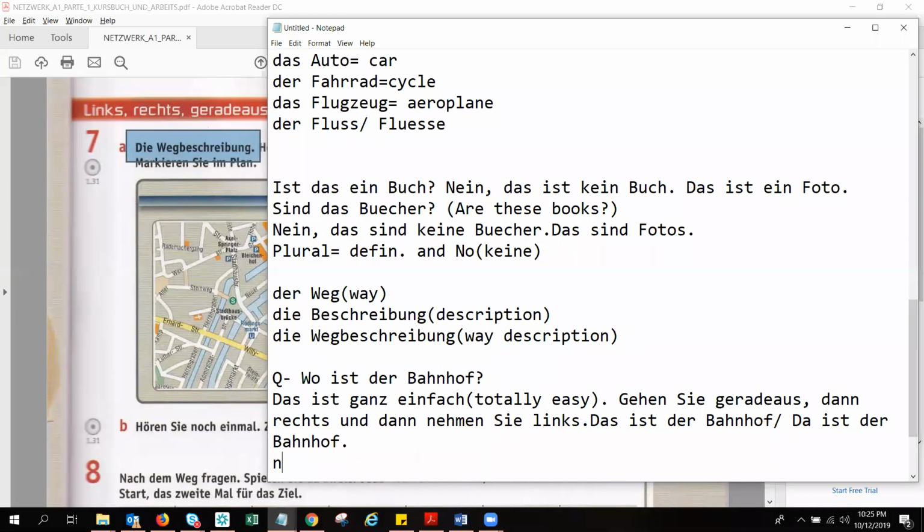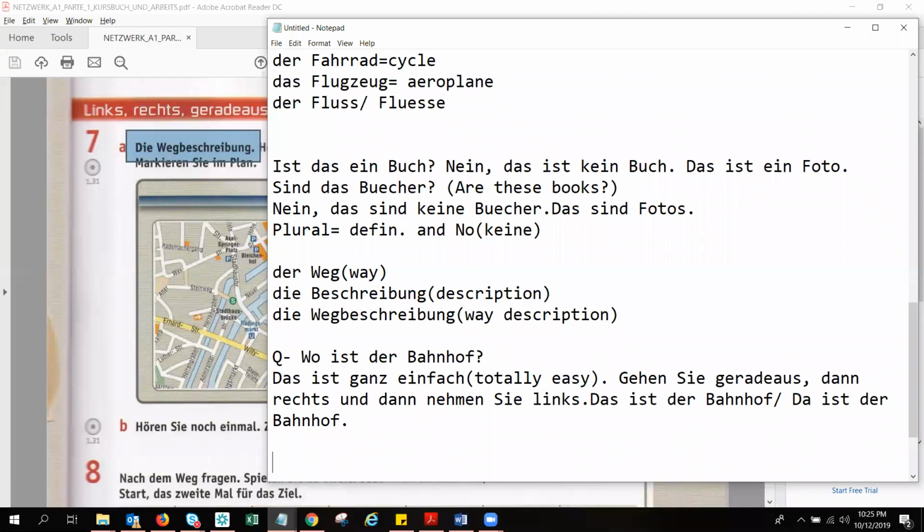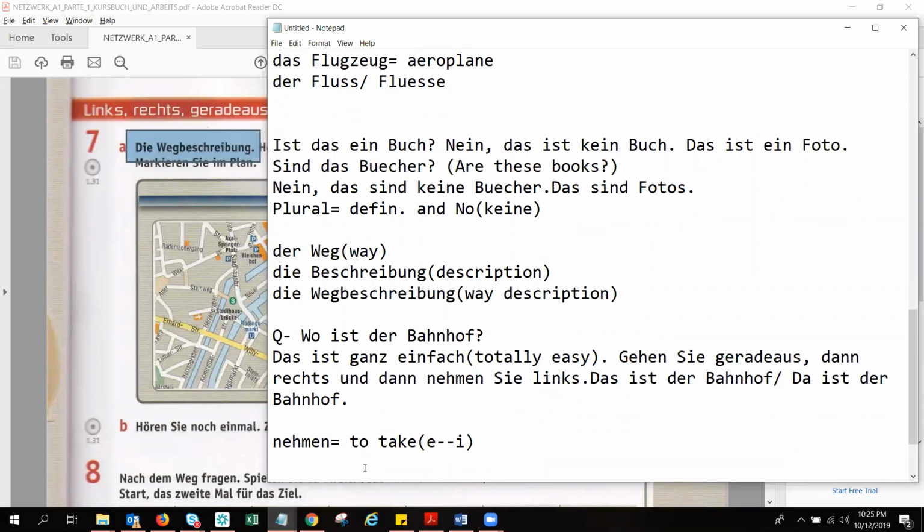Now there are a few verbs. There is one new verb, that is nehmen. So nehmen is to take. Nehmen is something very different. With du, the conjugation of nehmen will be nimmst. We will not use the h even.